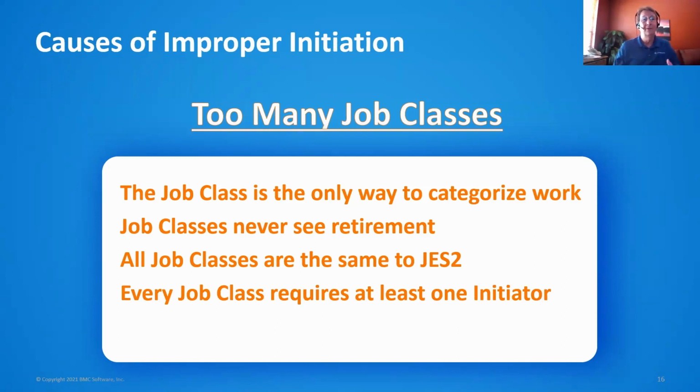The other thing is that for every job class, there's going to be at least one initiator on the end of that, sometimes more or a lot more. So, all these job classes lead to opportunities to start more work that shouldn't be started. Job classes don't care, that's the thing.